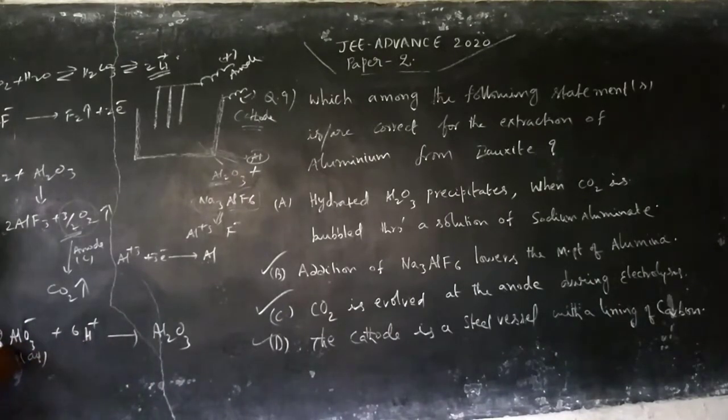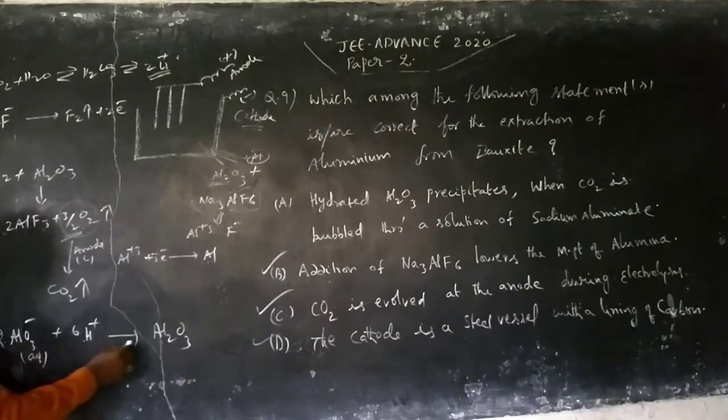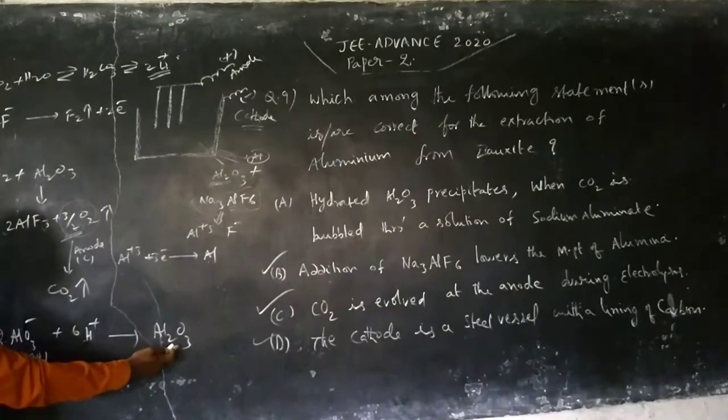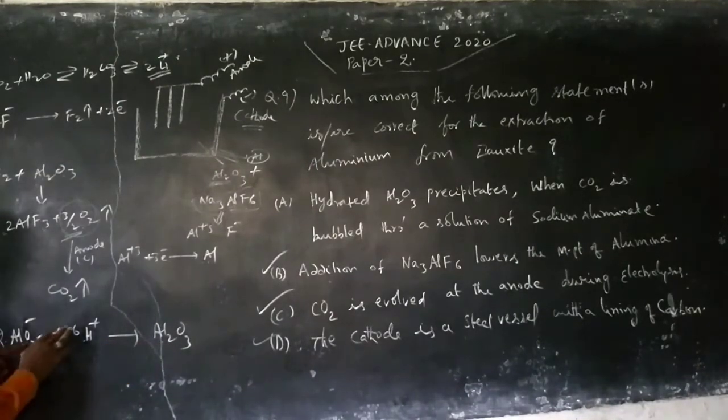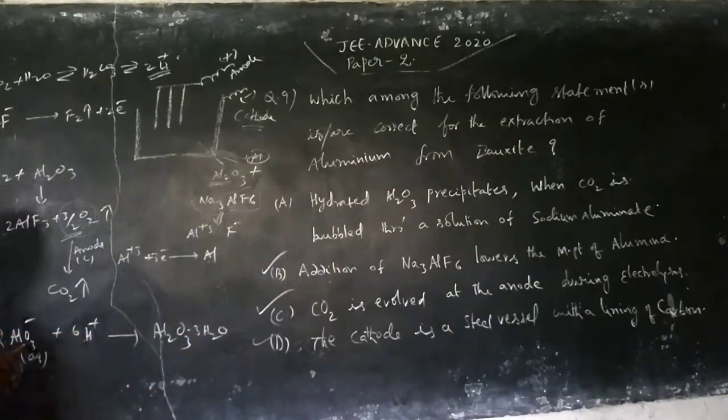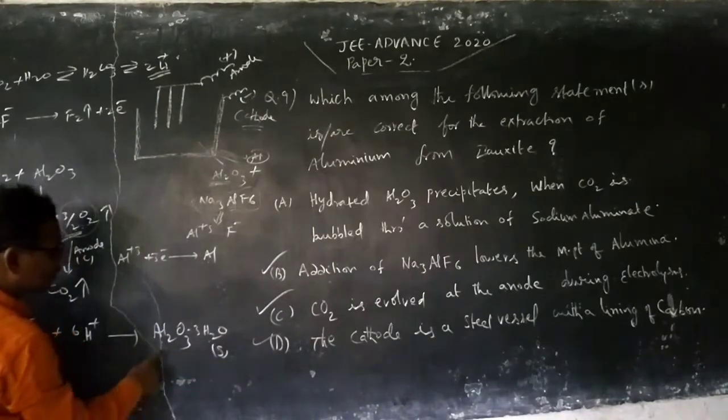If you take 2 species of aluminate, then you get 6 oxygens. Out of the 6 oxygens, 3 oxygens are part of Al2O3. The remaining 3 oxygens come out as water, or otherwise they may form the hydrated product. 3 oxygens with 6 H plus ions gives 3H2O. So this conversion, the dissolved part becomes the undissolved part, that is precipitated.